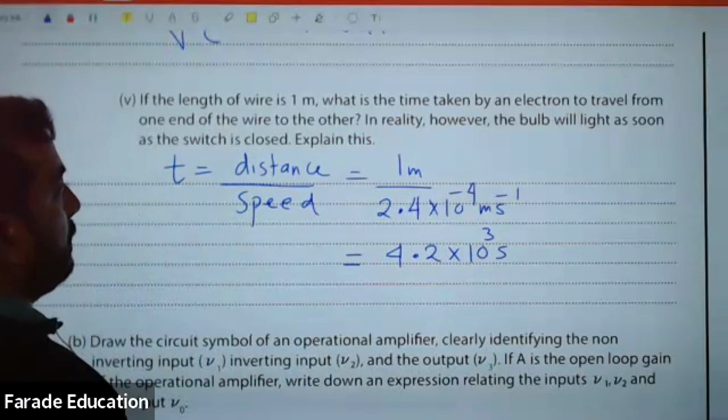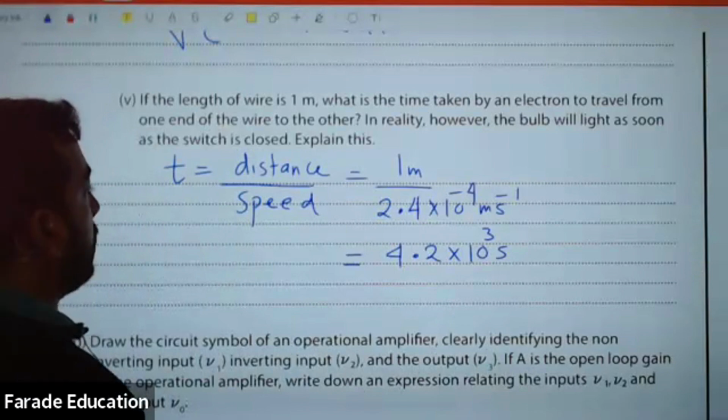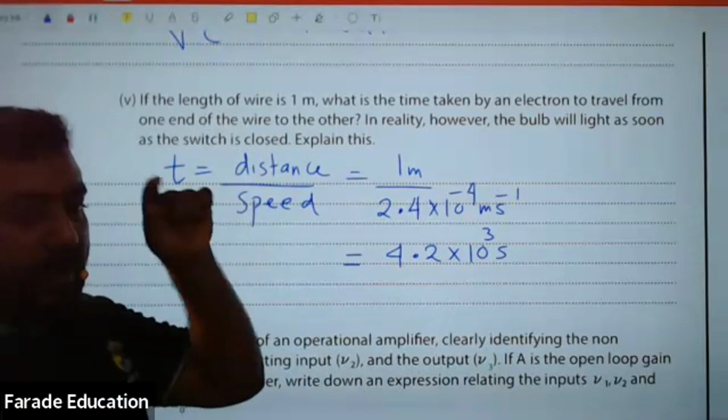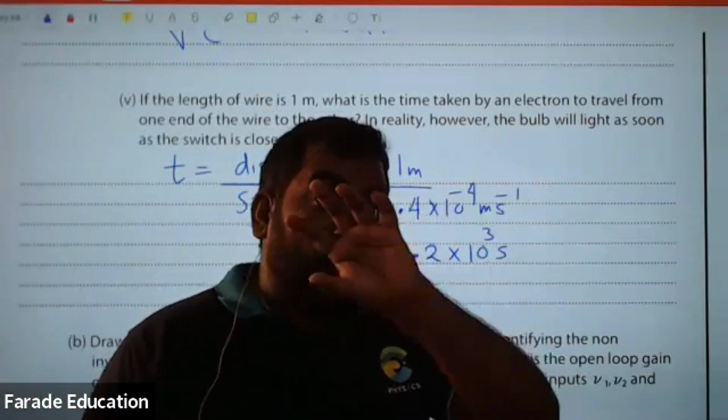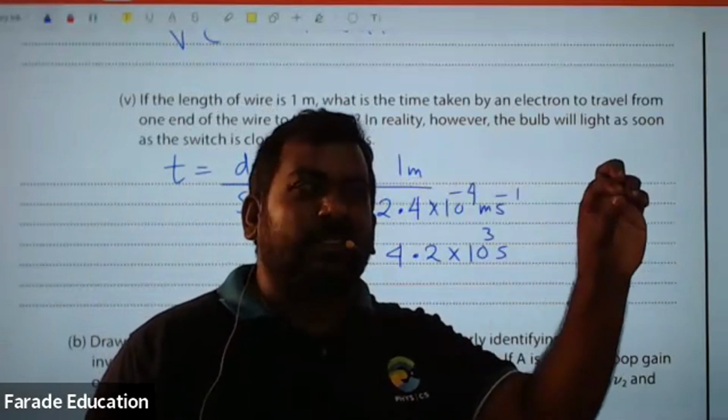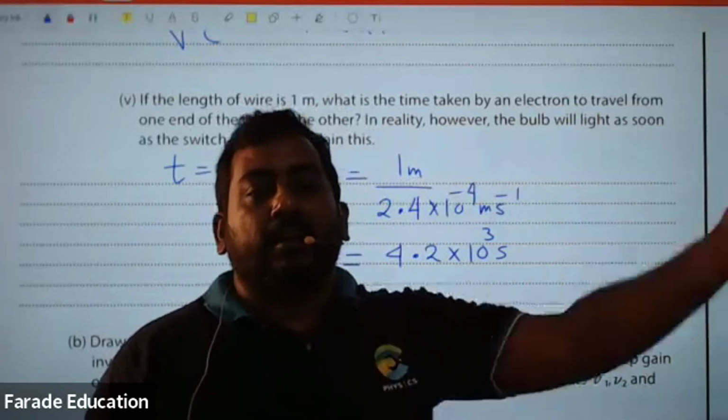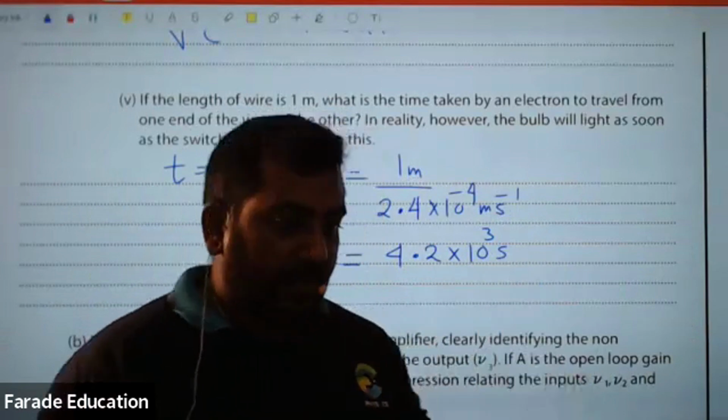In reality, the bulb will light as soon as the switch turns on. So how does the bulb light? It's not one electron traveling. Out of many millions of electrons, the first electron will jump across the barrier. That is what you find.